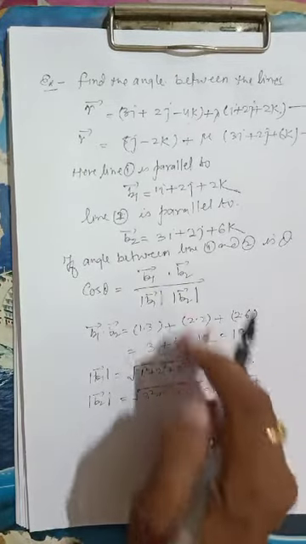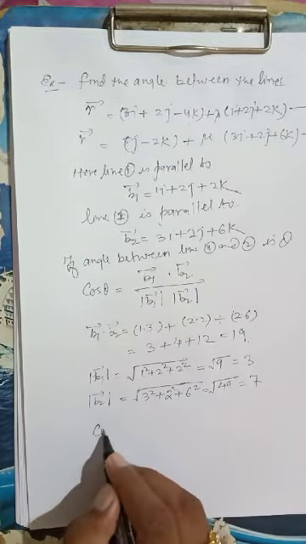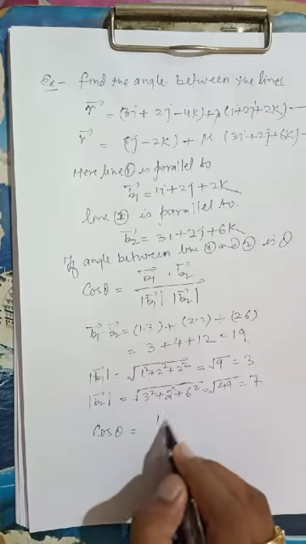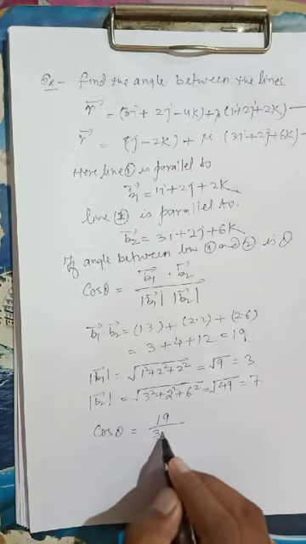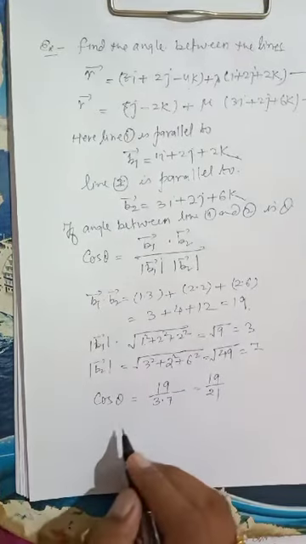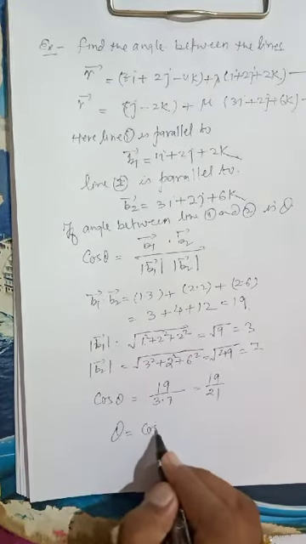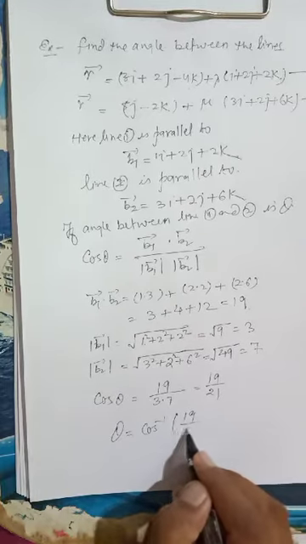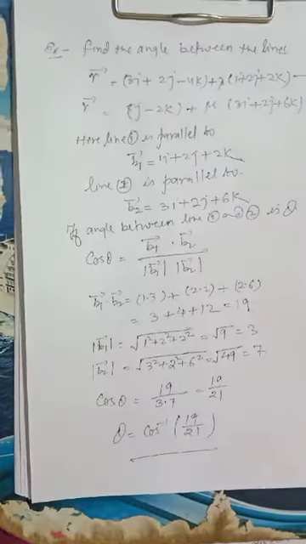We put these values here, and we get cos theta is equal to 19 upon 3 into 7. So this is 19 upon 21, and hence the angle theta is equal to cos inverse 19 upon 21.